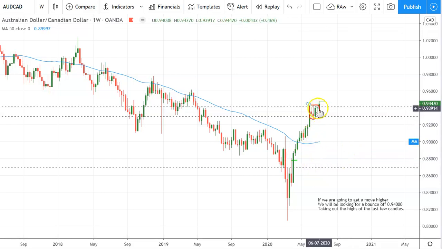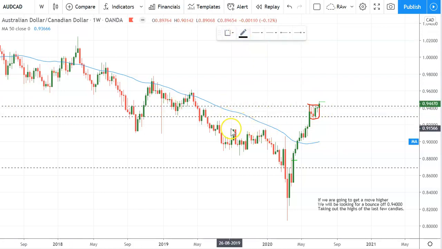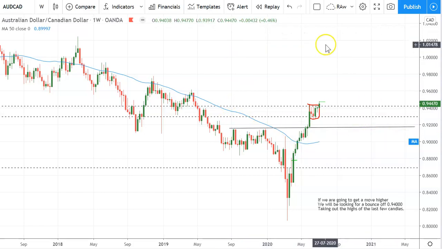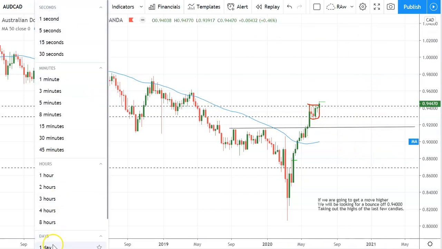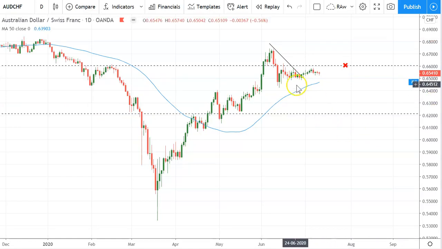Now, I really would like to see a pullback, and the deeper the pullback, the better. I'd like to see a pullback to possibly these levels here, and get a bounce off here. Now, the market will do whatever it wants. So until we see some significant movement up from here, or a pullback somewhere down into here, I'm not that confident with any trades. There's nothing on the Aussie Swiss.